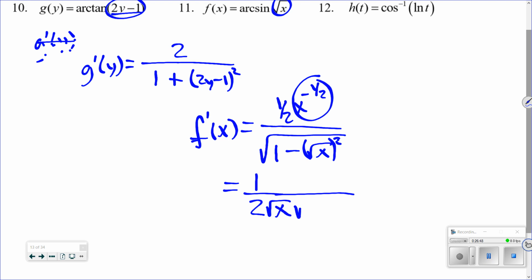And I still have this other square root down there. Square root of x squared is just x. So I moved this to the bottom. I moved the 2 to the bottom. I made this a square root. I simplified the inside of that. So that could be your answer.